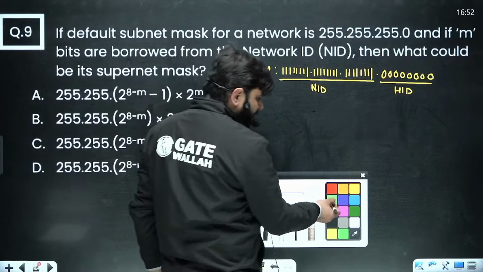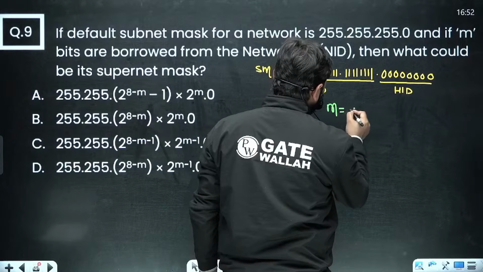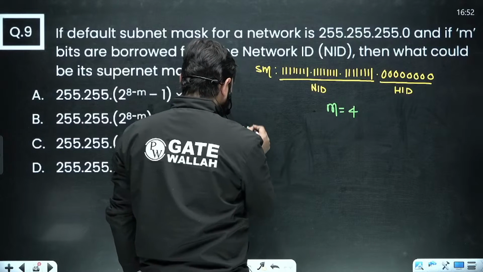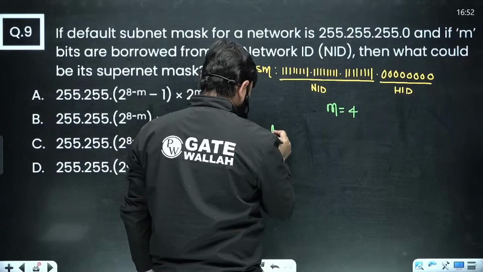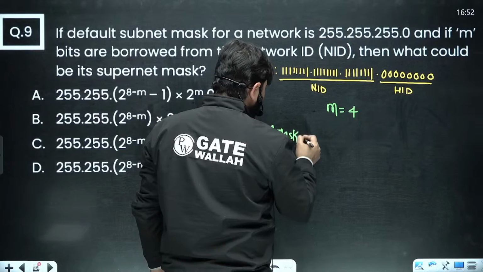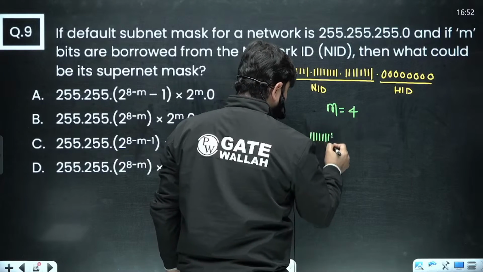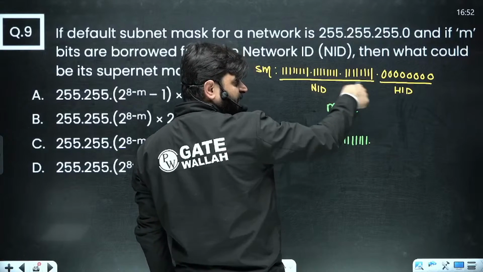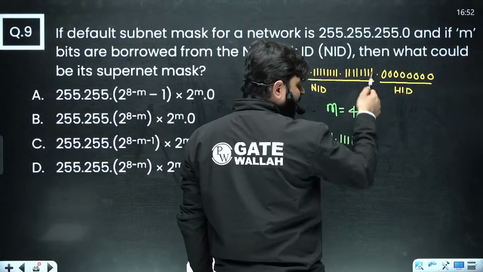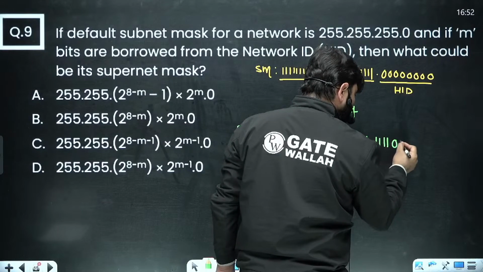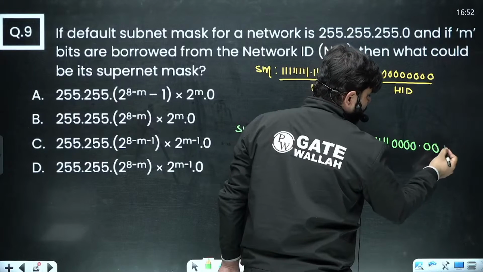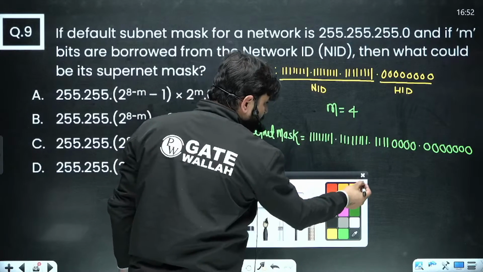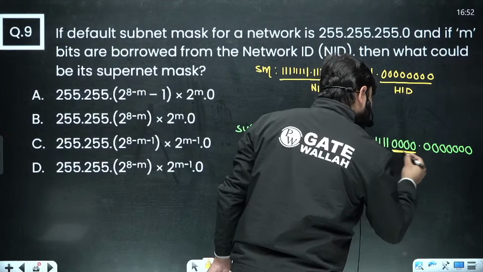Suppose m bits are borrowed. Suppose I am taking m equal to 4. I am borrowing 4 bits from the network ID. So what will be the supernet mask? Let me show you. 1 2 3 4 5 6 7 8, 1 2 3 4 5 6 7 8. If I borrow 4 bits from the network ID, it means the last 4 bits I will borrow. So these 4 bits are nothing but supernet bits.